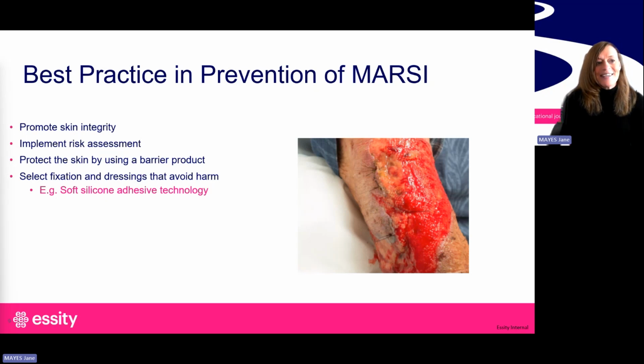So hopefully I've taken you on a journey there of what MARSIs are, the fact that we don't know the true incidence and prevalence because we're not reporting them, what we can do with regards to assessment and assessing our patients' risk. We looked at who is at risk of MARSIs, and some selection elements that need to be at the forefront of our mind when we're considering applying adhesives or products, medical devices with adhesives in them to our patients' skin to prevent these harms from happening in the first place.